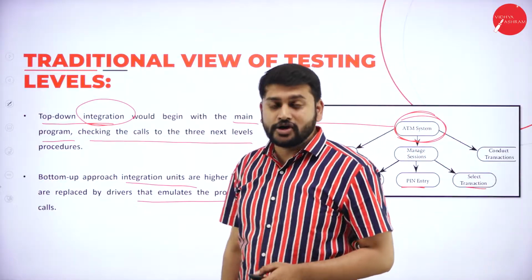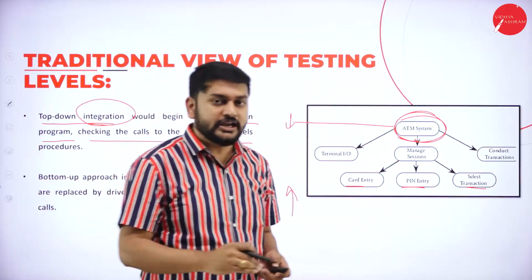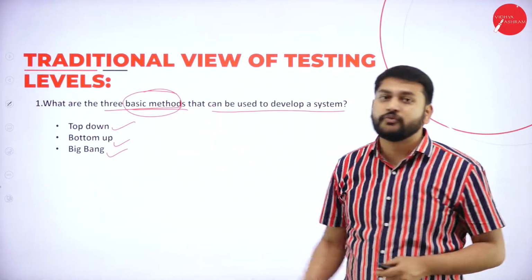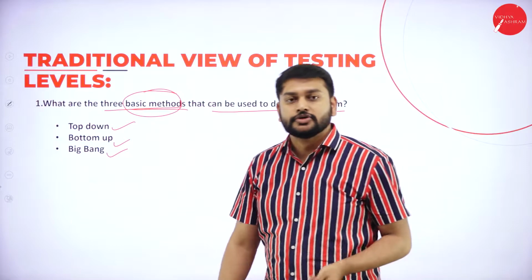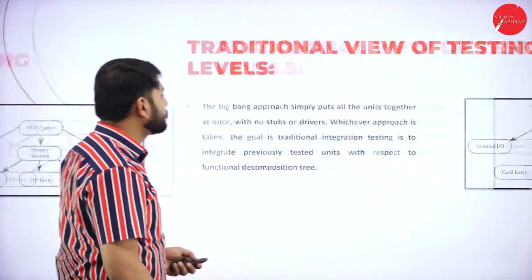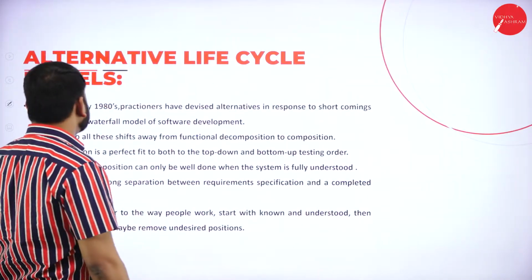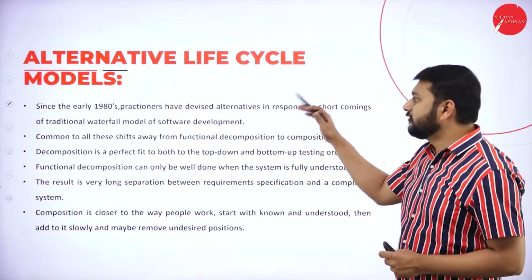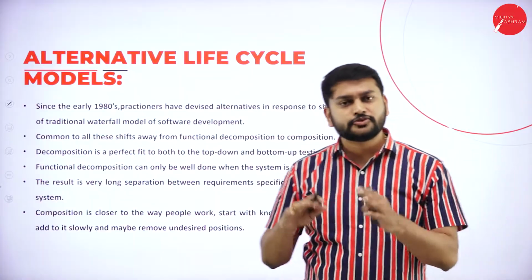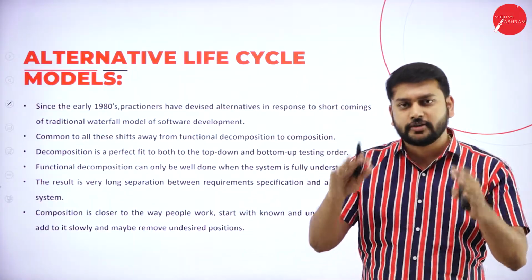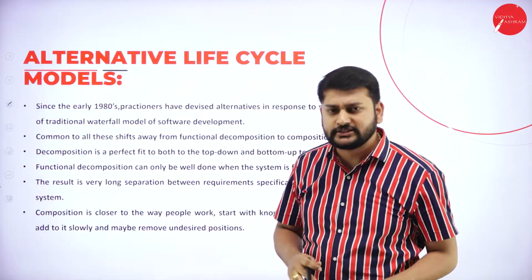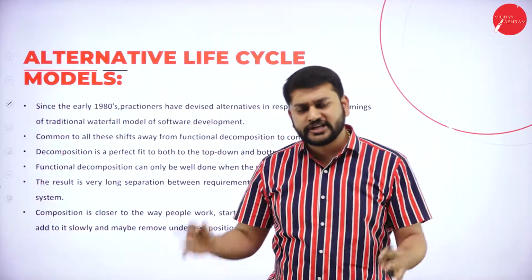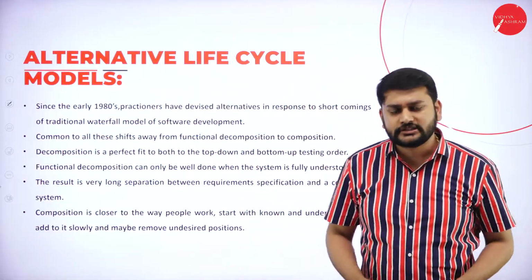So fine, you understood the 3 different models or methods that we have to develop software. Moving forward to the next concept that we have. What is the next concept? Alternative lifecycle model. Yes, we had a lot of drawbacks in the waterfall model. We had a lot of issues. So what are the alternate methods that we have?